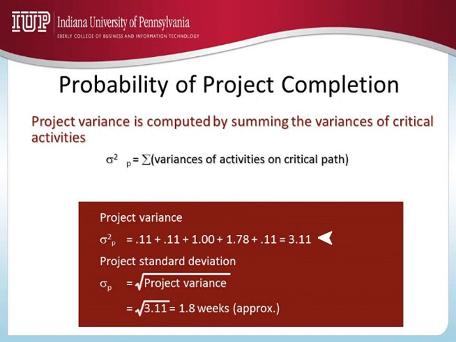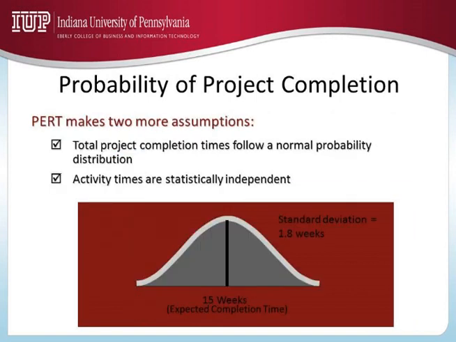The standard deviations are not additive, whereas the variance is. So if you take the square roots of individual task variances and get the standard deviations and add them up, they will not be equal to 3.11. Please keep that in mind. Now let's look at the next step.